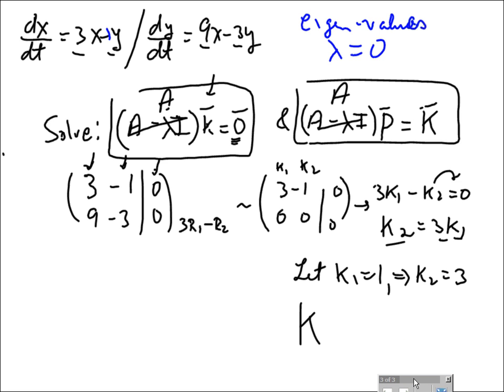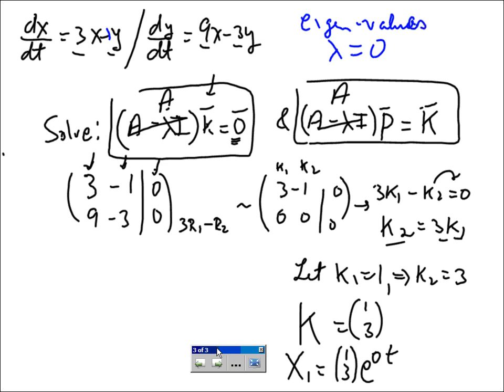So big K is equal to K1, K2. So x1 is equal to 1, 3 times e to the lambda, which is 0t. And e to the 0t is 1, so you just get 1, 3. So x1 is 1, 3.